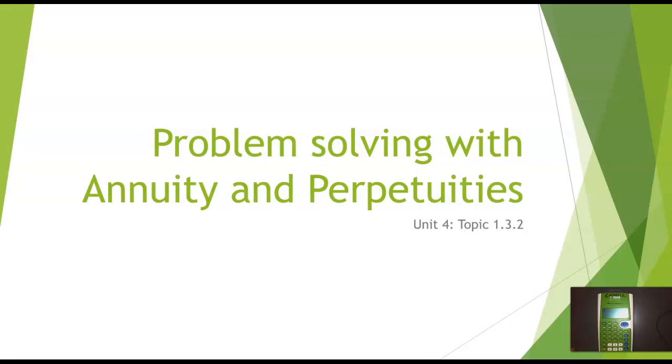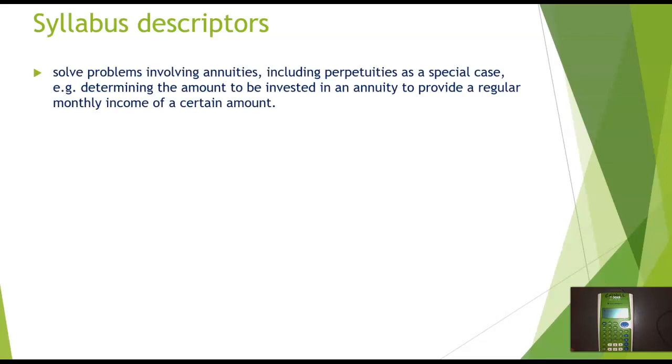Okay, so today we're going to be doing problem solving with annuities and perpetuities. So this is Year 12 General Mathematics, Unit 4, Topic 1, Loans, Investments and Annuities, and Subtopic 3.2. So what are our syllabus descriptors that we're going to be addressing today? And it is pretty much to solve problems involving annuities and perpetuities as a special case.